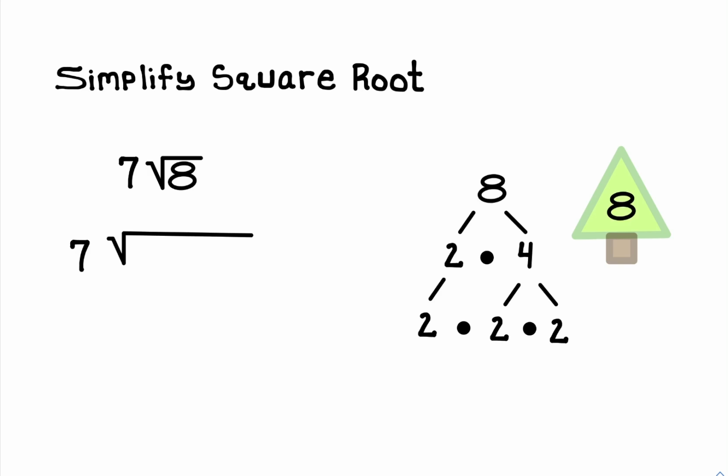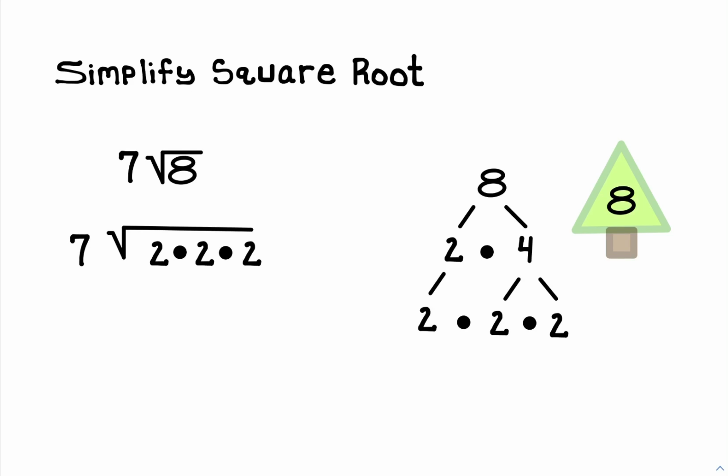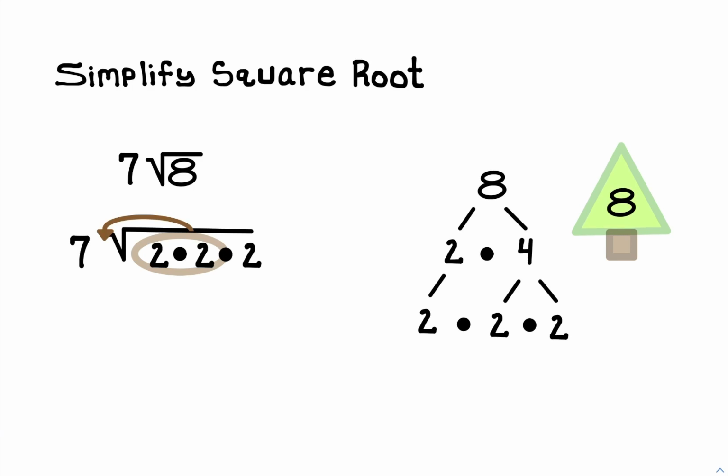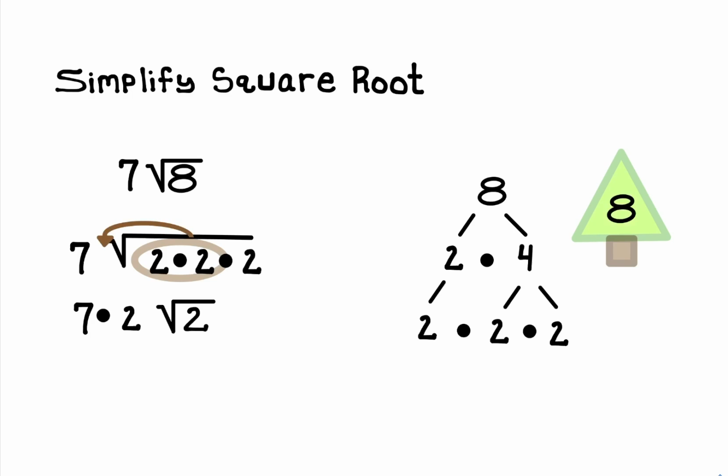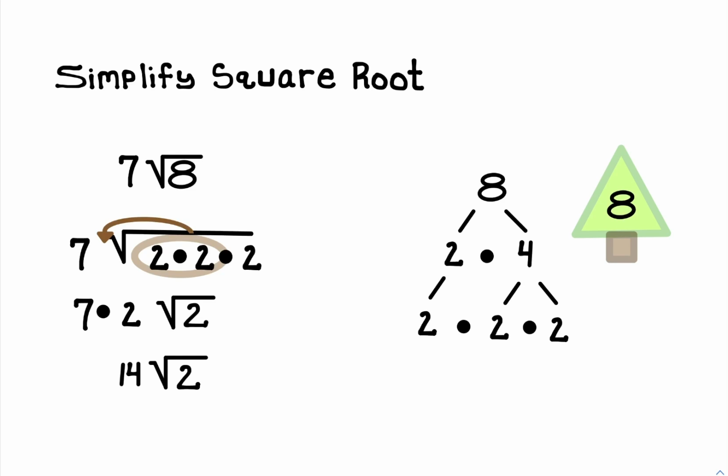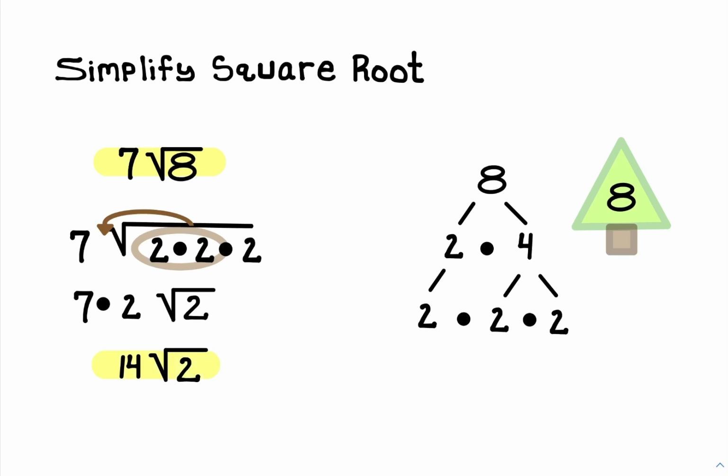Once we've replaced it, we're looking for a pair of numbers, and if we have a pair, we get to take that number out. Since we have a pair of 2's, we will take a single 2 out, and the other 2 is still trapped inside. The 2 that came out front is there with the number 7, so we multiply those together, making it 14 root 2. 7 square root of 8 simplifies to 14 square root of 2.